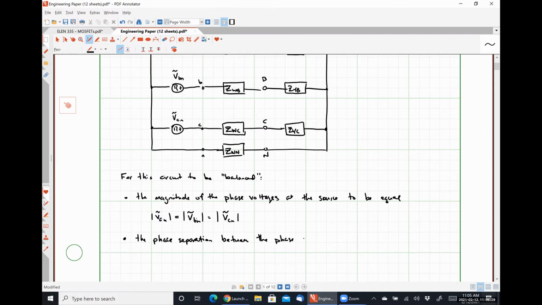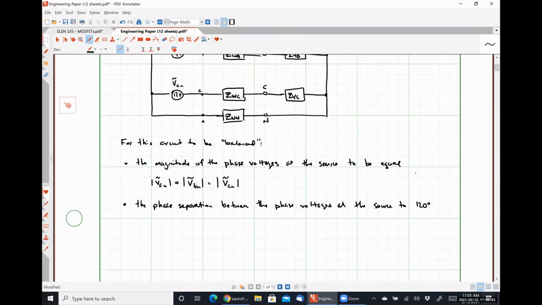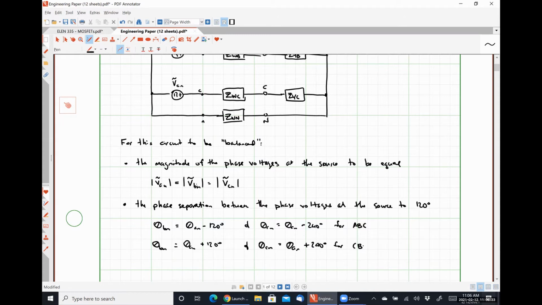between the phase voltages at the source to be 120 degrees, which means that theta Bn is equal to theta An minus 120 degrees and theta Cn is equal to theta An minus 240 degrees for an ABC or positive phase sequence, and theta Bn is equal to theta An plus 120 degrees and theta Cn is equal to theta An plus 240 degrees for a negative phase sequence.